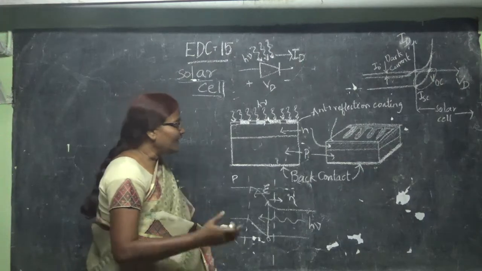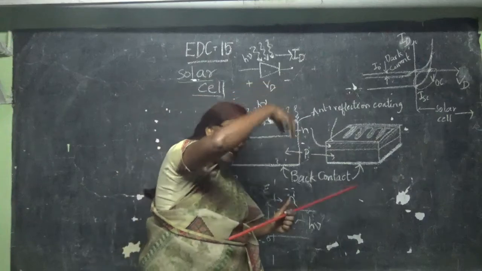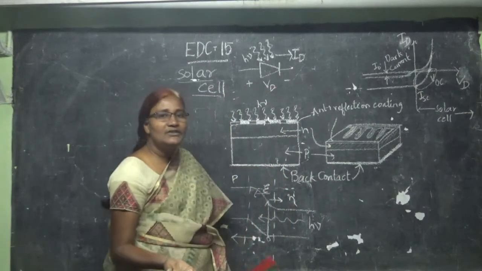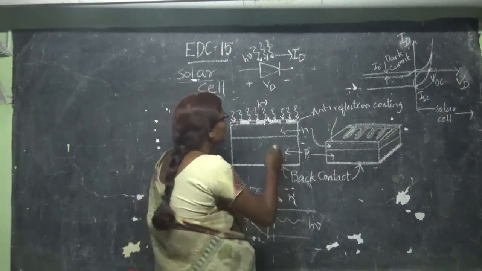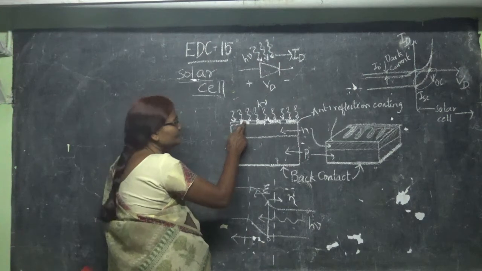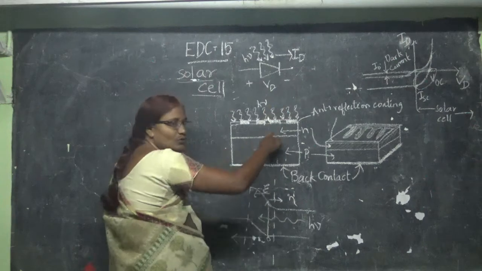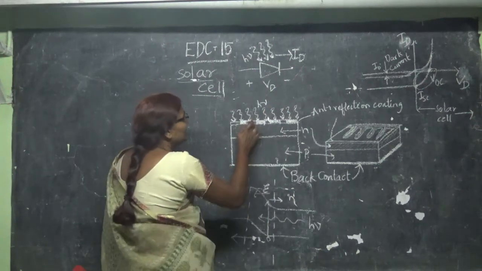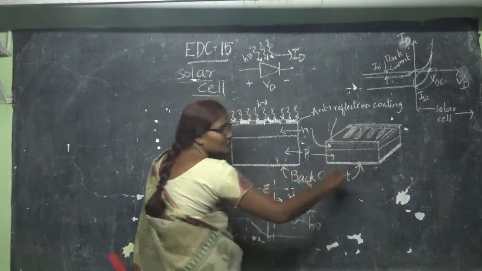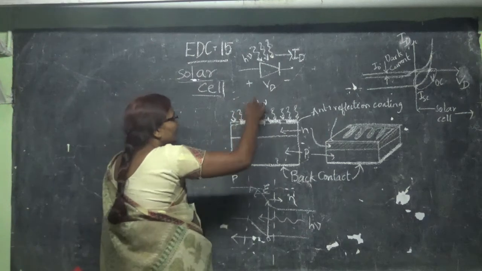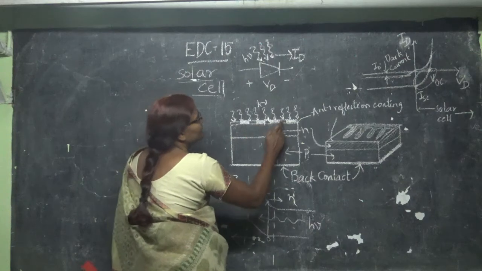What we need, after all, is to convert light energy into electrical energy, so the light should pass into the device. Through which path will it go into the device? Through these regions. These metal regions cannot allow the light to penetrate because metal will reflect it. But these gaps will allow the light to pass through the device, and these gaps are coated with an anti-reflection coating.